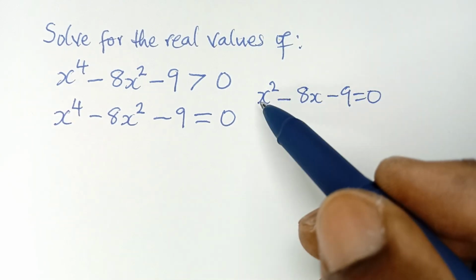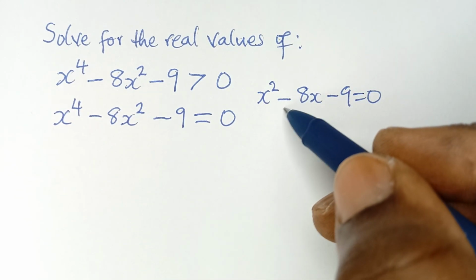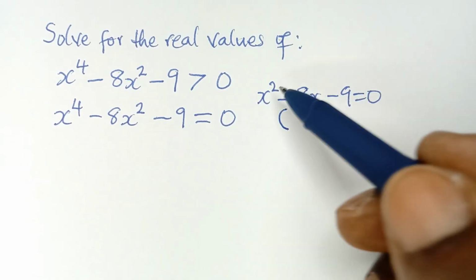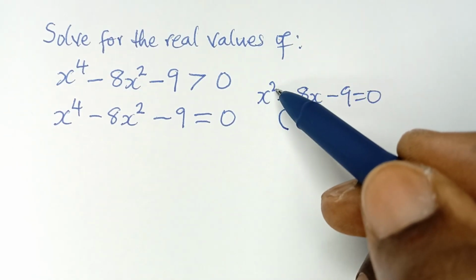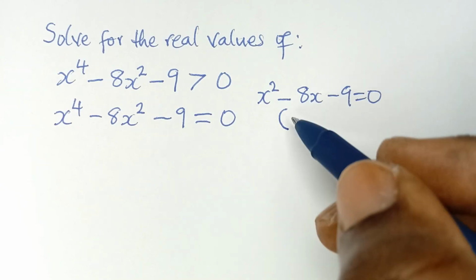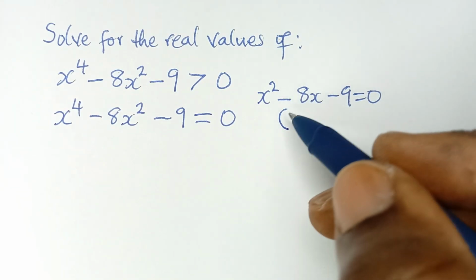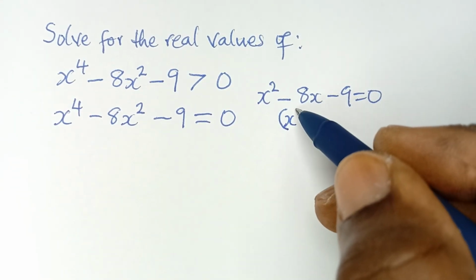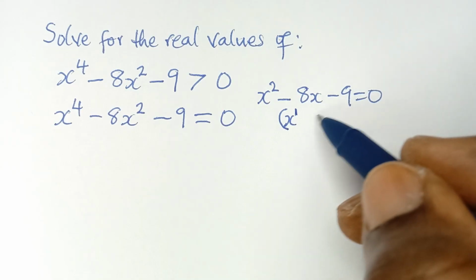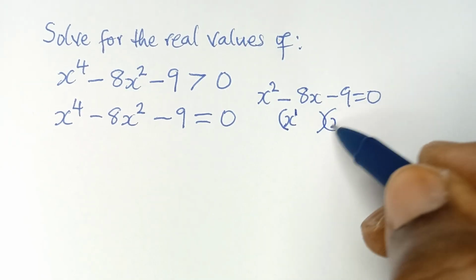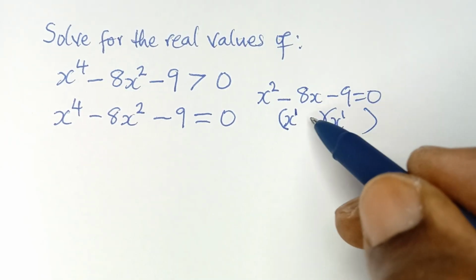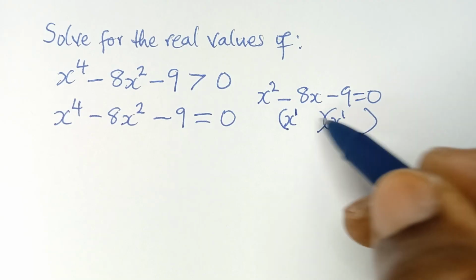Now, when you want to factor this quadratic equation, you simply open up brackets and you can take x. Don't forget, this is power 2. So you divide the power by 2, it becomes 1. And then you open up another bracket, you also take x raised to power 1, and then you put in values to factor this completely.